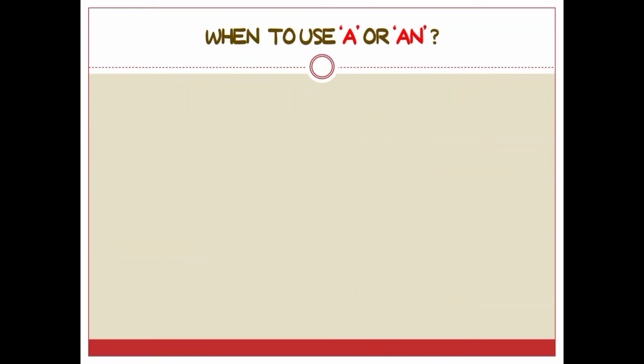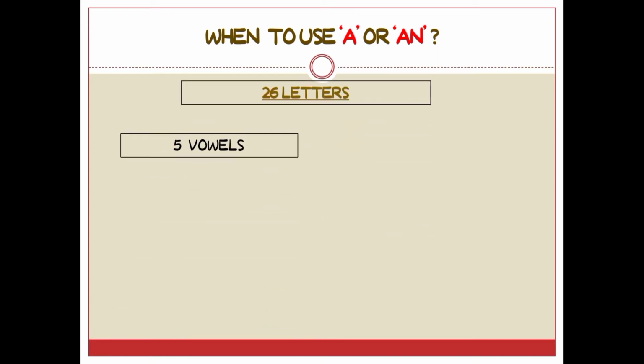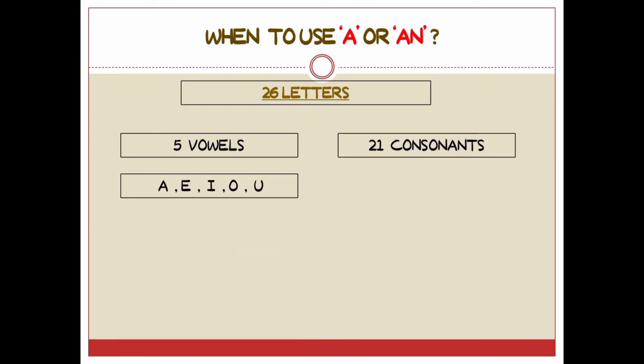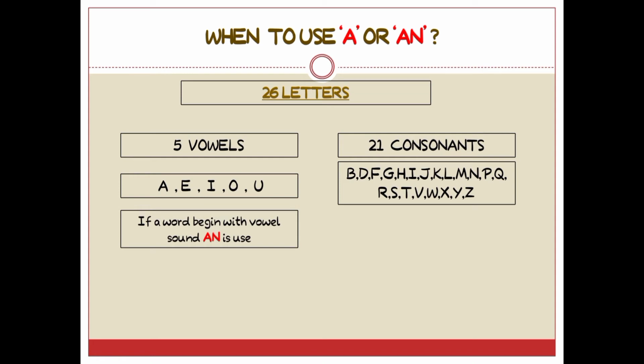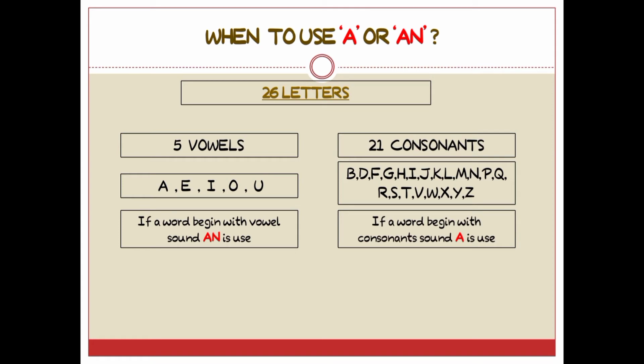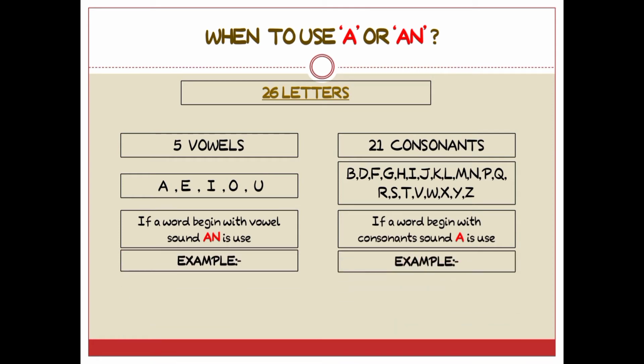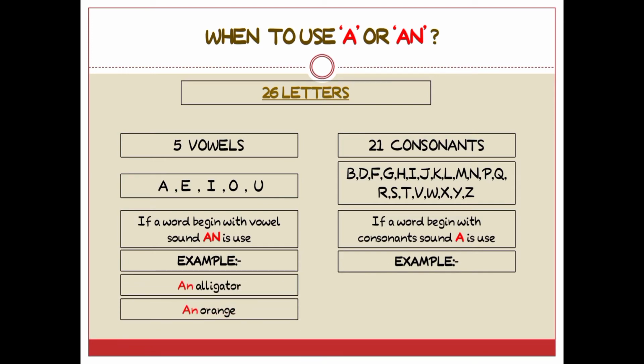Now we will revise when to use a or an in the sentence. In the English alphabet there are 26 letters. Of these, 5 are vowels and 21 are consonants. A, E, I, O, U are called vowels and the remaining letters are called consonants. If a word begins with a vowel sound, an is used, and if a word begins with a consonant sound, a is used. For example, an alligator, an orange, a nest, a door.